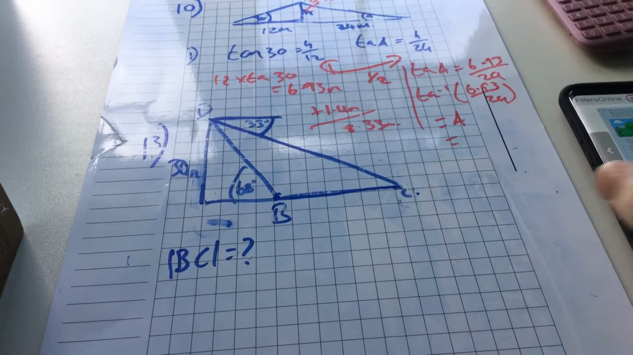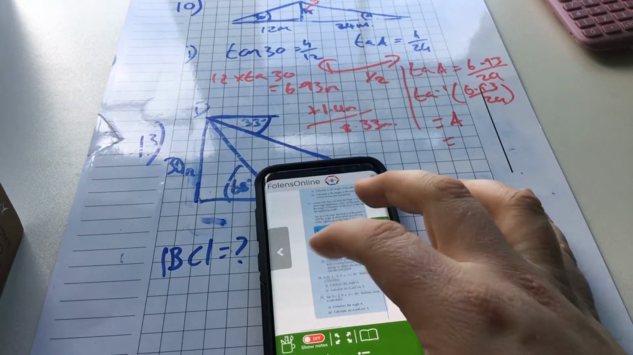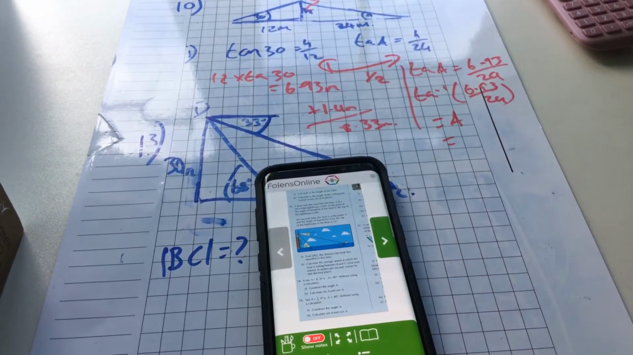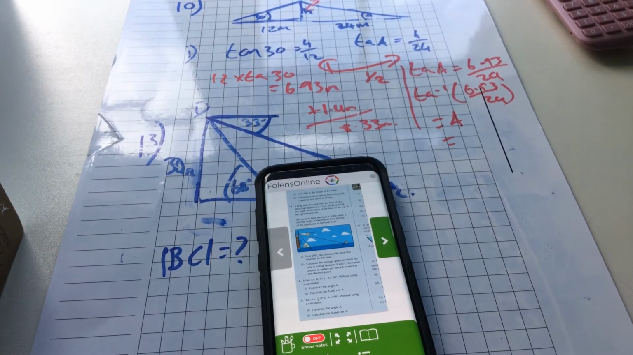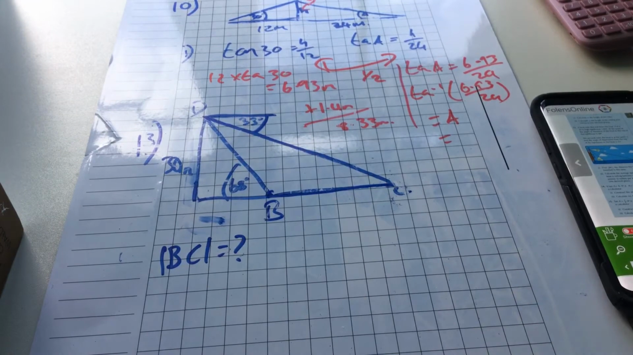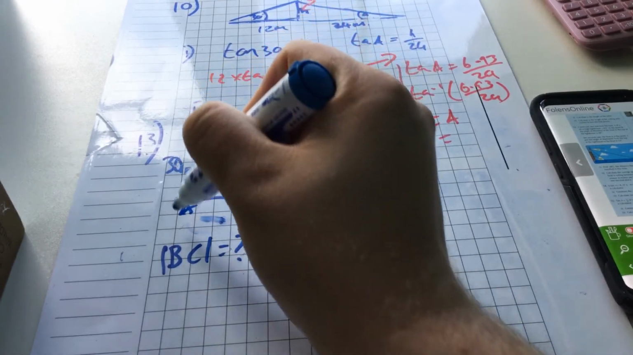Question 13 then. Okay. A boat sails due east of the base A of a 30-meter high lighthouse AD. At the point B, the angle of elevation is 68 degrees. 10 seconds later, the boat is at C, and the angle of depression from the top of the lighthouse is 33 degrees. Find BC. Okay. So here's a diagram. Apologies, it got rubbed out a little bit.